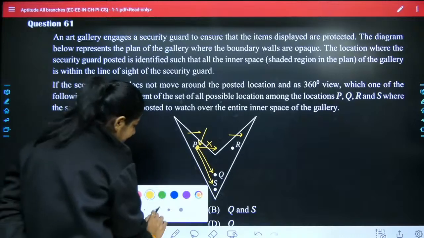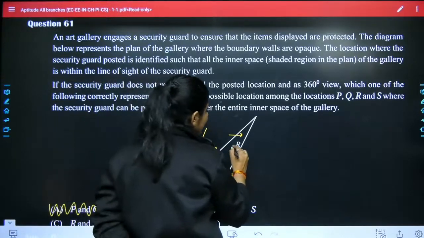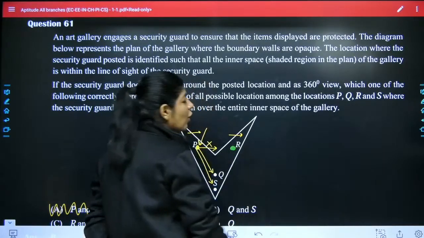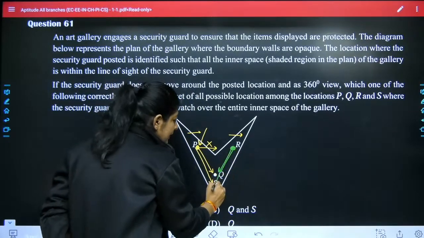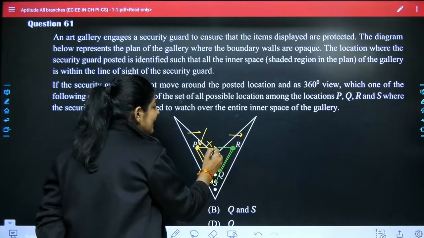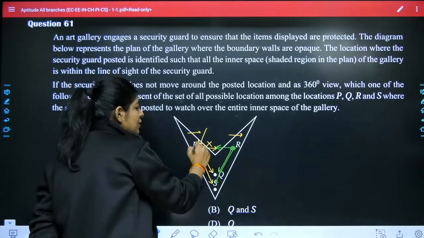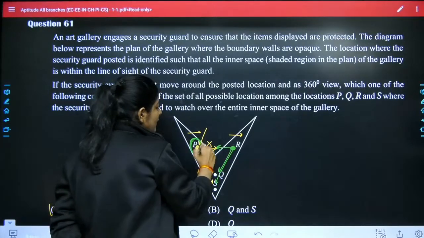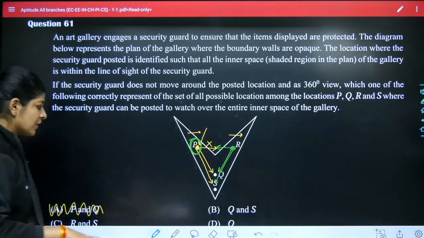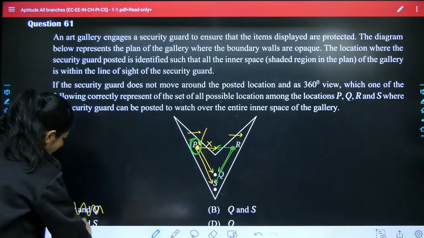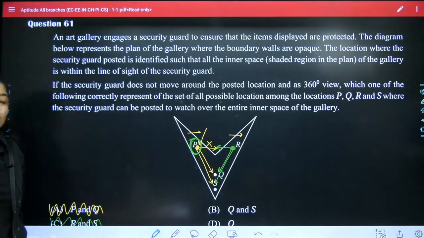Similarly, if we post the security guard over here, he can see Q, he can see S, but he can't see the location which is present at P. That means the options which have R are also eliminated. That means option C is also eliminated.